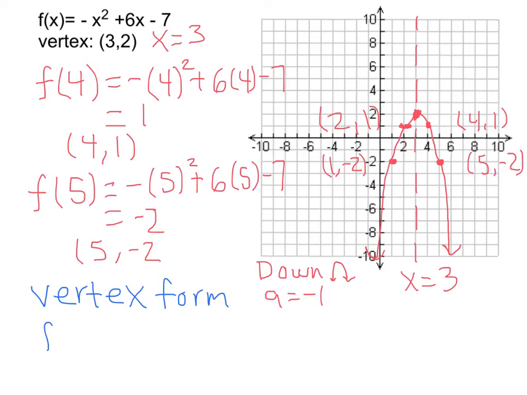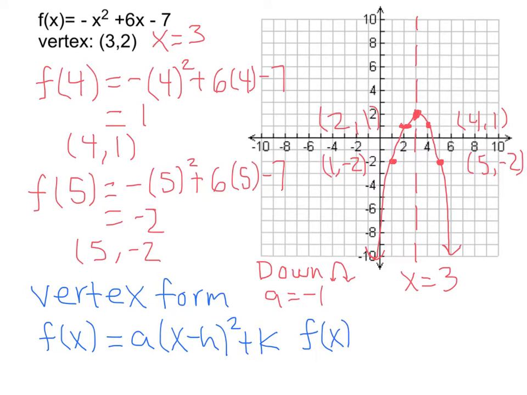Vertex form is a(x - h)² + k. Our a value is going to be the exact same as in standard form. Our a value is going to be -1.